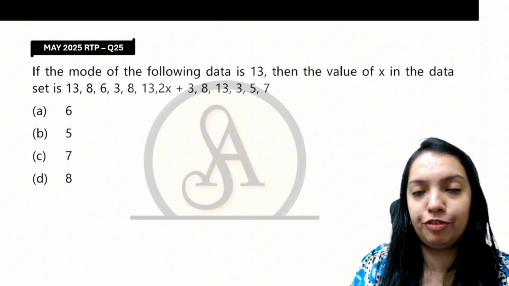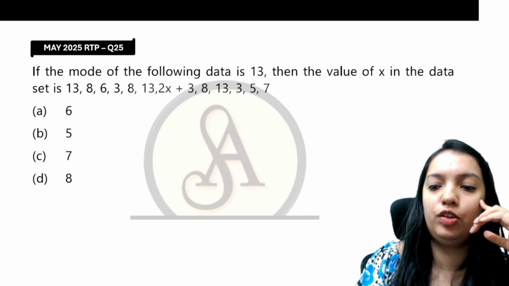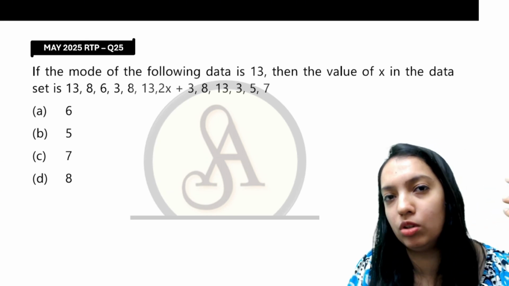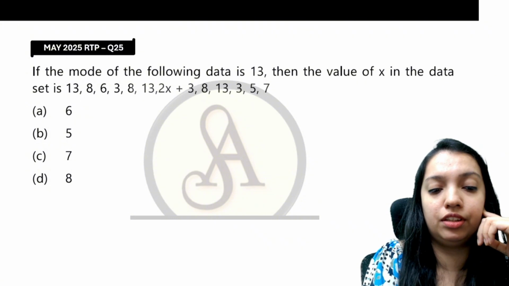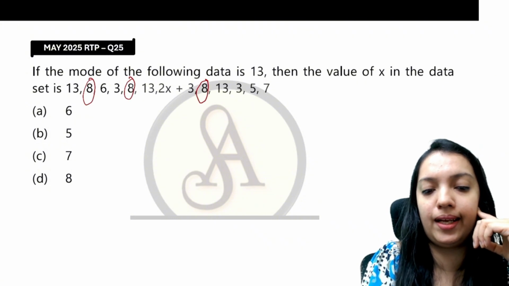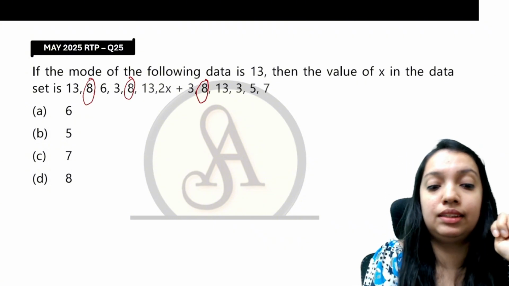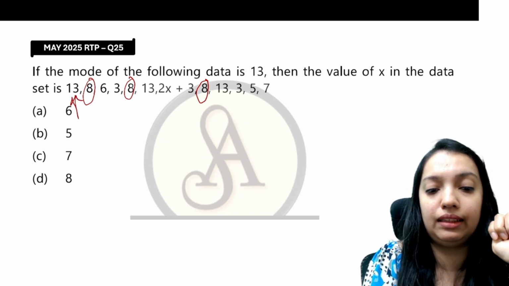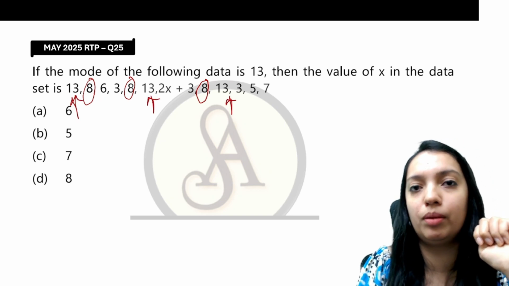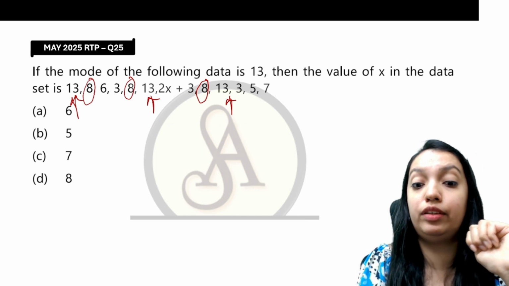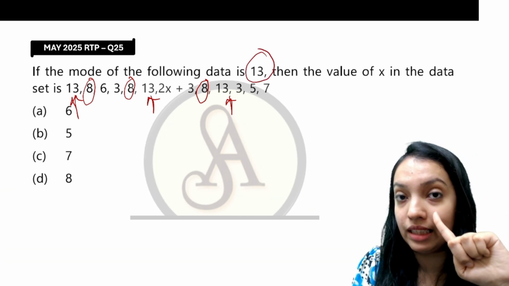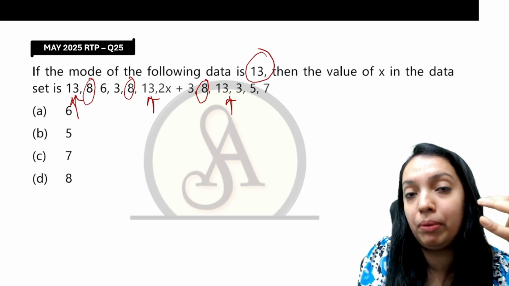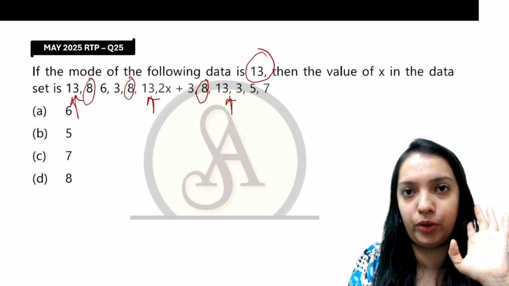If the mode of the following data is 13, the value of x is dash. What do you mean by mode? Something that repeats the most number of times. I can observe that 8 is repeating 3 times. Similarly, 13 is also repeating 3 times. But they told 13 is the mode. They did not mention anything about 8. That means 13 should have repeated more times as compared to 8.